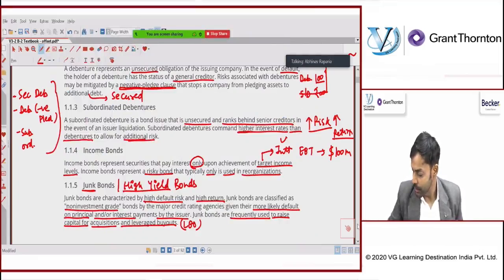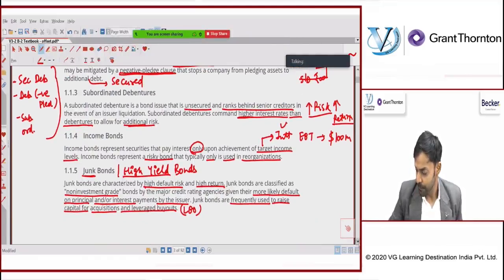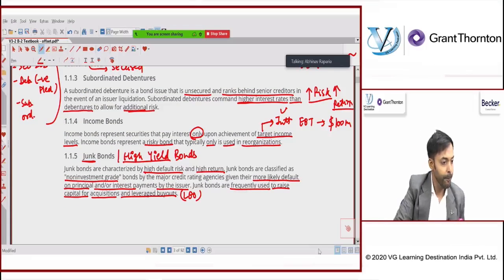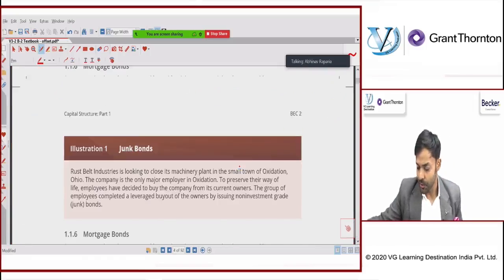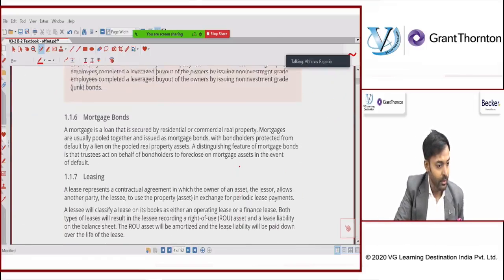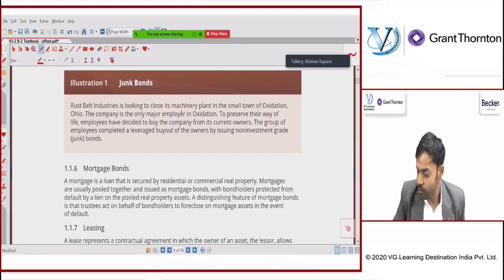So we've done the high yield bonds. Let's do the illustration of the junk bonds. Rust Belt industry is looking to close its manufacturing plant in the small town Oxidation, Ohio, right? So they're looking to close their manufacturing plant in that case.